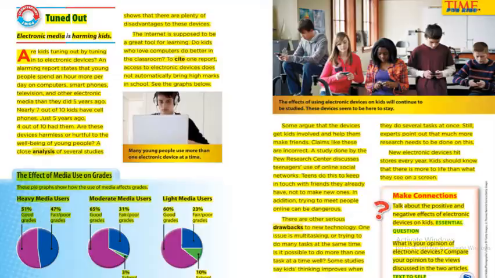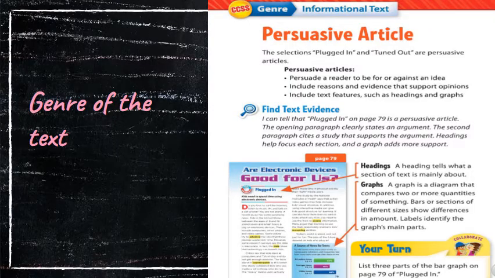Time for genre now. This genre is somehow new. First of all, the big title is informational text. Yes, that's right. It's an informational text since it gives information. But at the same time, it is a persuasive article. Why do we call it a persuasive article?